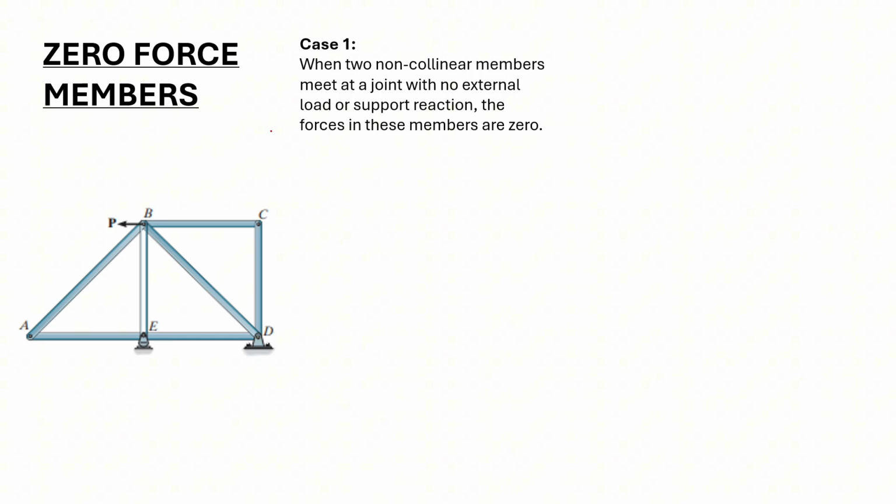Case 1: when any two non-collinear members, for example, members like this, or maybe like this, or maybe like this, meet at a joint and there's no external load applied to that joint, then these two members are zero force members. That means these two members do not carry any forces.